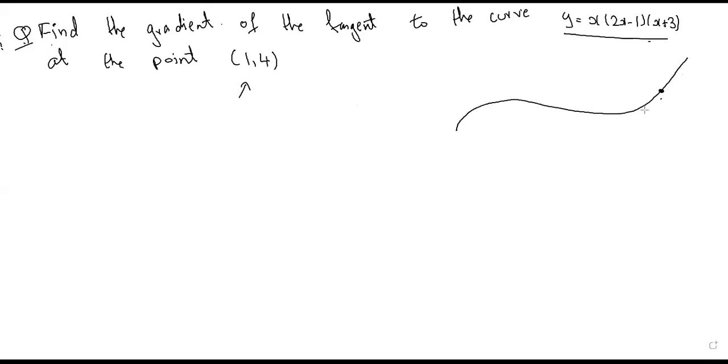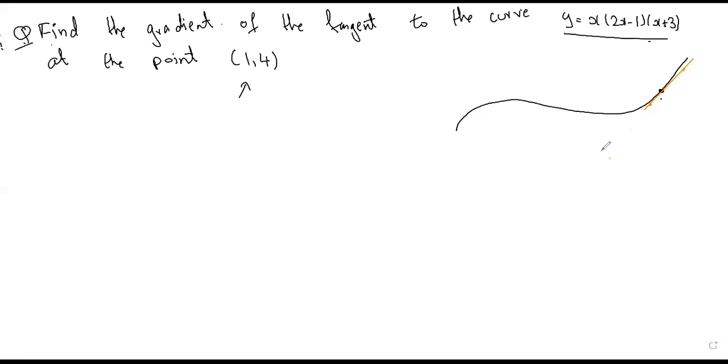I'll make the tangent. So they want you to find the gradient of this orange mustard line. Now how do I find the gradient of this line? Yes, this is a line, so I can just pick 2 points and use the formula m equals y2 minus y1 divided by x2 minus x1, but that would be very time taking.